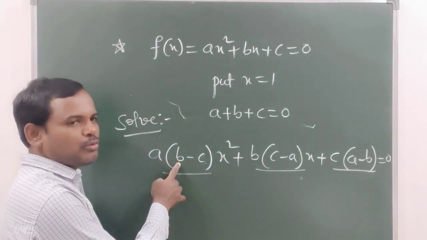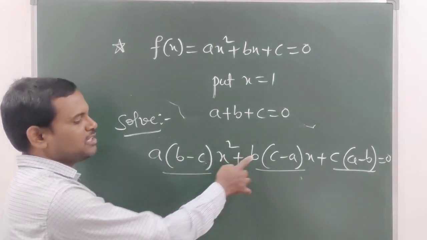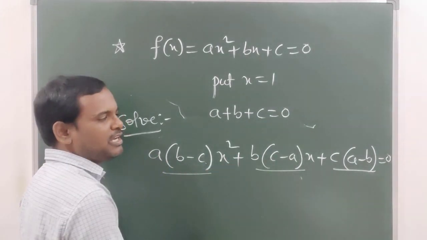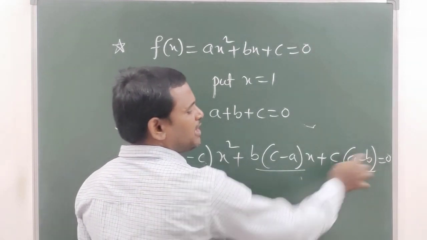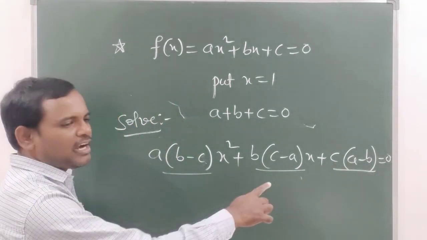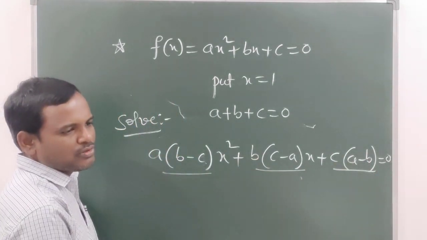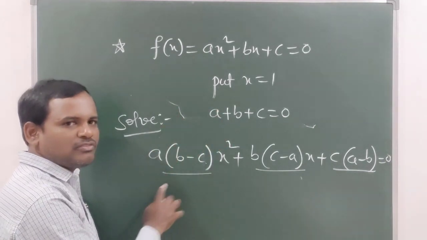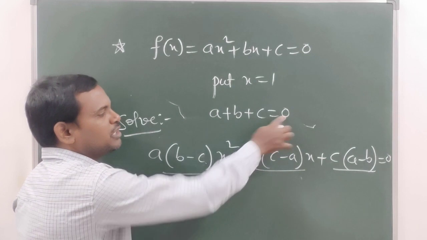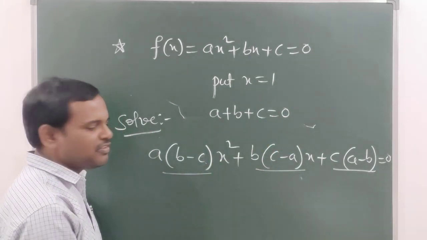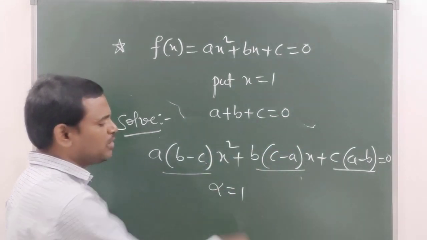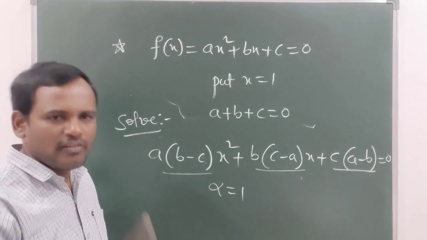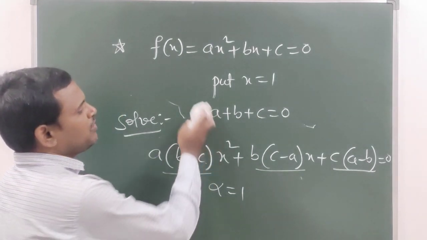So here a into b minus c, here b into c minus a, and c into a minus b. When you add all of them, you get 0. So here we get the sum of the coefficients of these three terms is equal to 0. Hence we can confirm one of the roots is 1. Then how do we get the other root?